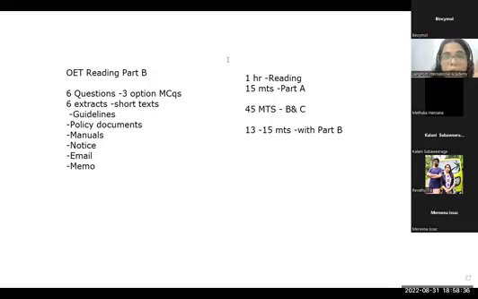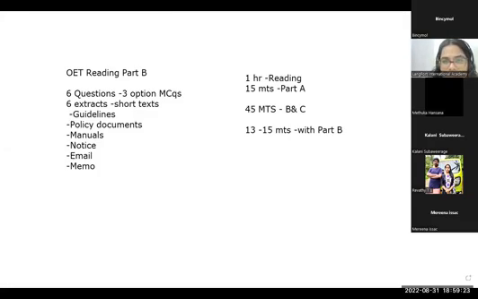So guidelines are about situations: what you can do, what you cannot do, step by step. Policy documents are focused on rules and regulations. Manuals are usually for equipment and things like that. Which brings us to notice, email, memos. Can you guys take a second, think about it and tell me what type of information we can get from a notice, an email or a memo? If you get a memo at your hospital, or an email from your hospital, or if you find a notice on a notice board, what type of information do these things usually convey?